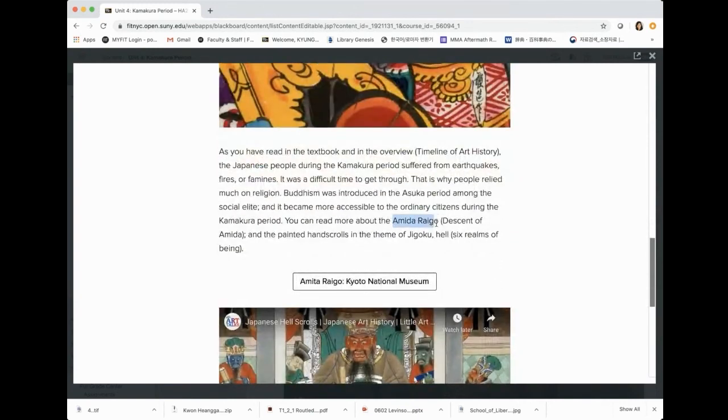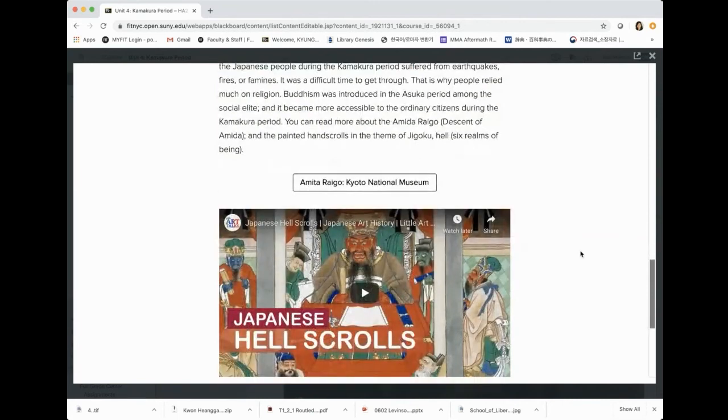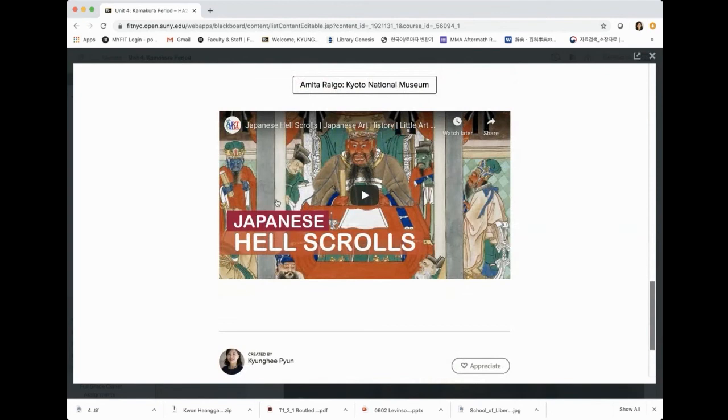And Amida Raigo, how many of you remember Amida Raigo that I lectured on in Heian? Probably you didn't see it yet. Amida Raigo is a very important iconography, and you will see this iconography still popular in the Kamakura period. So I want you to read a little bit more. And we saw another example of Japanese hand scrolls in the Heian period, and that continues in the Kamakura period.